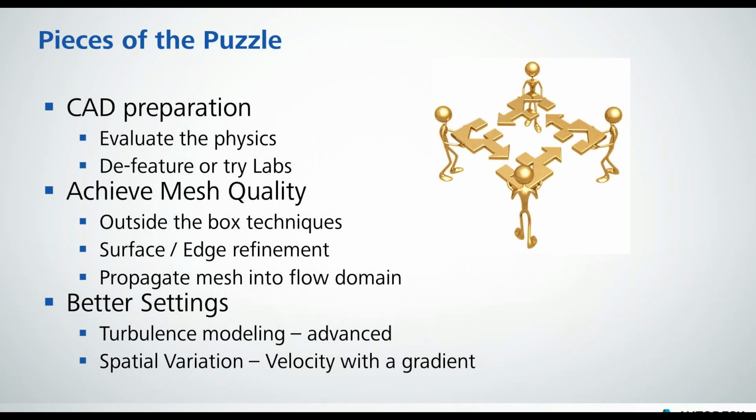So to me, it kind of evolves into 3 steps. So we have this CAD preparation, where actually most of the work is the thinking work, where you're going to evaluate the physics. And then we figure out whether we want to defeature, or we could try the labs project that'll go into. Another piece of the puzzle to trying to come up with an accurate simulation is to achieve mesh quality. So I'm going to go over some out-of-the-box techniques that might be useful, again, for external or any other kind of simulation you might be working on.